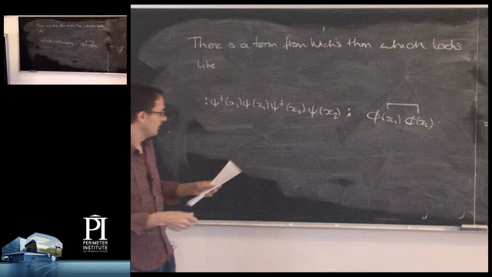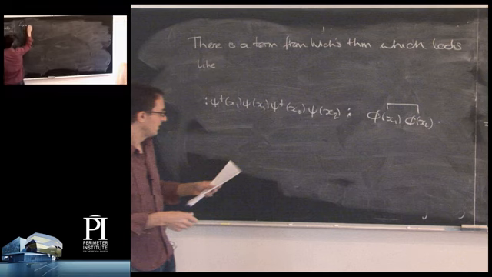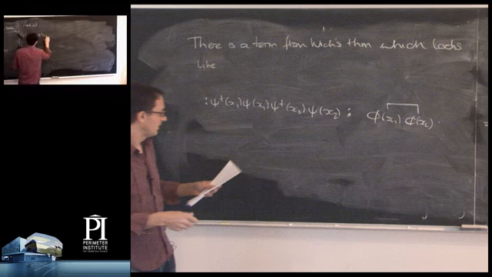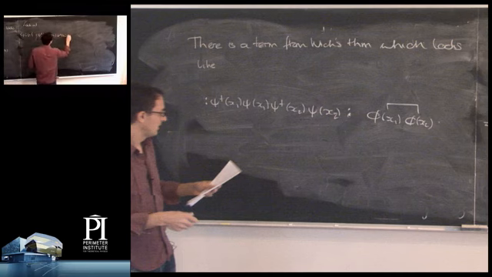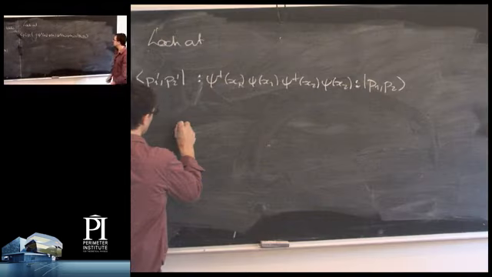So what this term is going to give us is psi dagger of x1, psi of x1, psi dagger of x2, psi of x2, acting on p1, p2, multiplied by this contraction. Let's just look at this, the contraction we'll put in at the end.